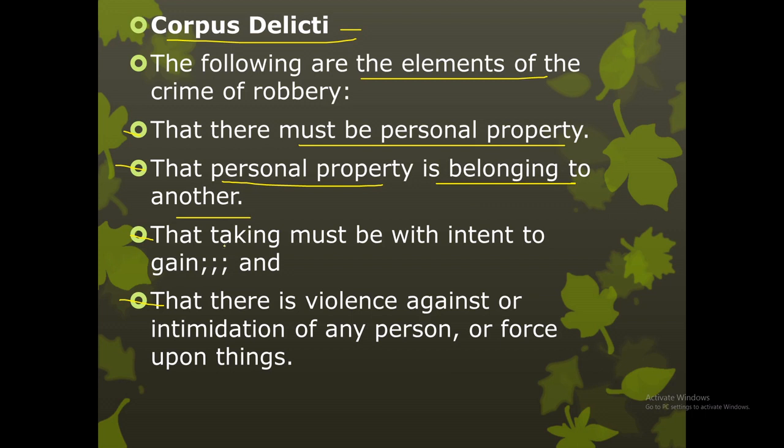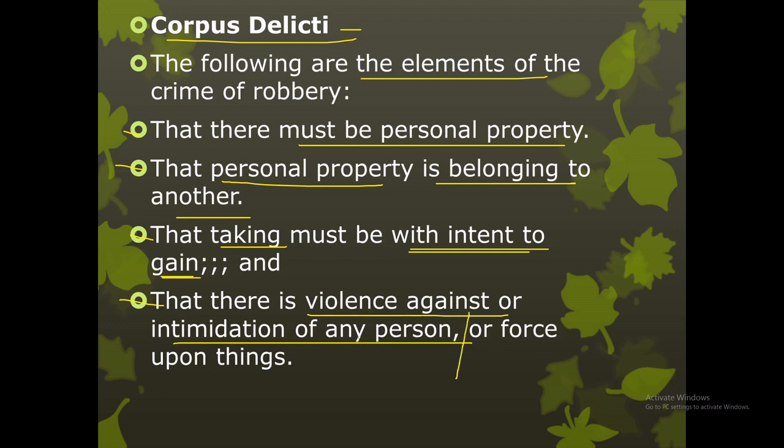And then, kinuha mo yung bagay na yon and meron kang intent to gain. Pag sinabi nating intent to gain, may benefit kang makukuha. And karaniwan, ang most common na gain ng mga magnanakaw is monetary gain. It involves money. Last one, that there is violence against or intimidation of any person.